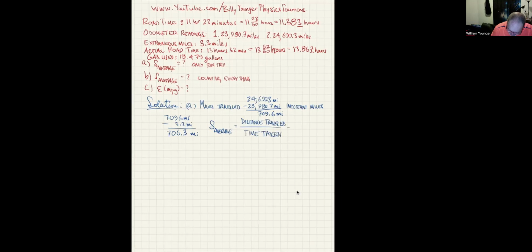And we even abbreviate that to just D over T. So the S average for this part, which I can also write as just S bar, is in fact going to be 706.3 miles divided by, now I've got to actually do the total time. And of course, the total time was, we've already calculated out the extraneous minutes. So it's actually 11.383 hours.